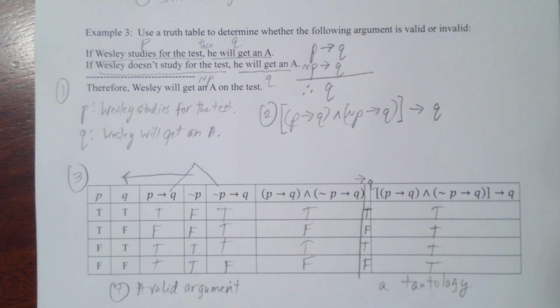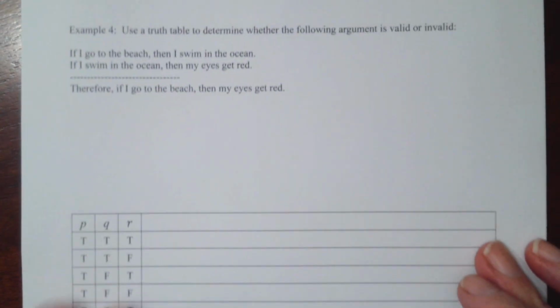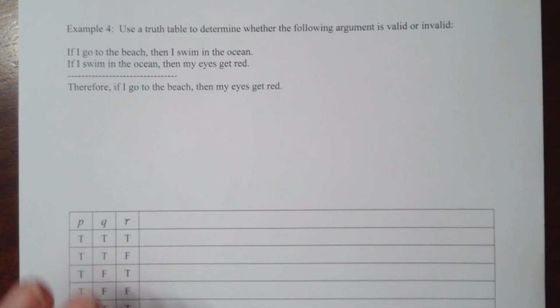Okay. Let's move on to the last page. Oops, sorry about that. Use a truth table to determine whether the following argument is valid or invalid.